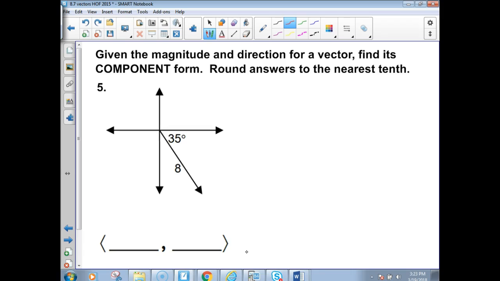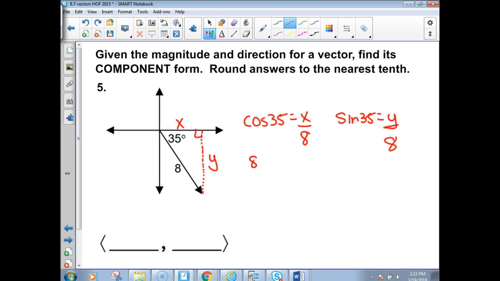Given the magnitude and direction for a vector, find its component form. Same thing. Go from the arrow tip up to the x-axis. This is your x, this is your y. Still going to be the same thing. Cosine 35 equals x over 8. And sine 35 equals y over 8. This time we're in quadrant 4. So you're going to type 8 cosine 35, 8 sine 35. One is for x, the other is for y.